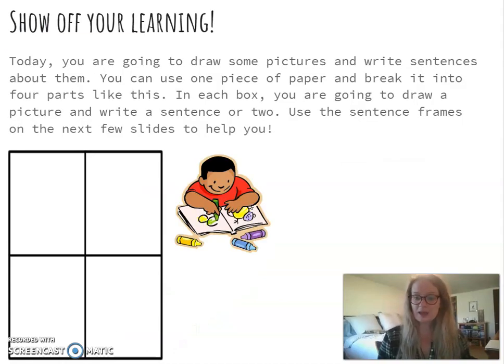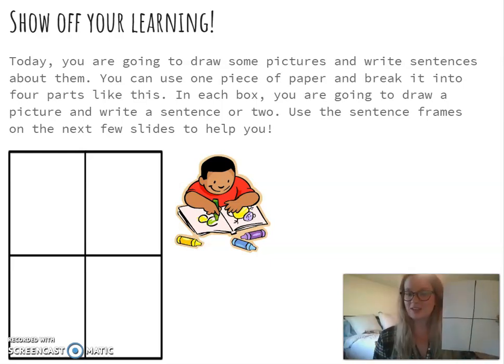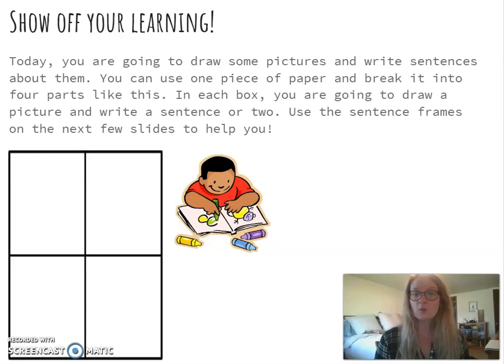Just like we've been doing every Friday, we're going to use a piece of paper divided into 4 sections. I folded my paper 2 times and then drew lines along the creases. You could also use 4 different pieces of paper or do it in a notebook, whatever works for you. You need 4 sections so that you can do each different writing and drawing activity correctly.